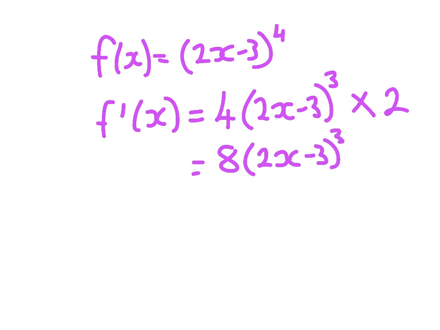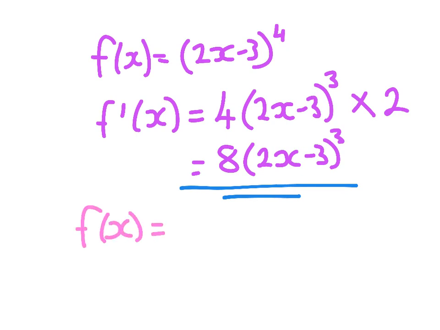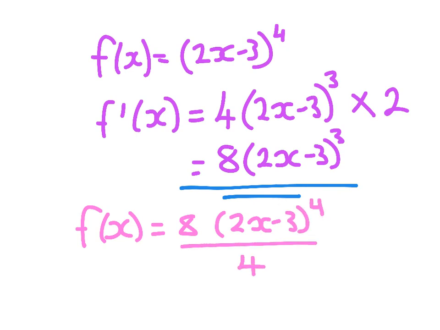Now today, we're going to be trying to undo this type of thing by integrating. So let's have a little look at how we might get back to the original function. So we've got 8, we're going to increase the power by 1 because we're integrating, and we're going to divide by that new power. Now if I divide the 8 by the 4, I'm still going to have 2 here, so I've got 2 lots of 2x minus 3 to the power of 4.